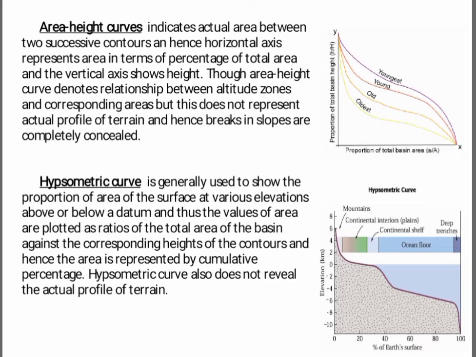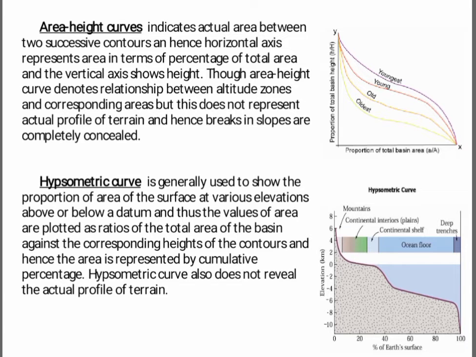The area height curves indicate actual area between two successive contours, and hence the horizontal axis represents area in terms of percentage of total area and the vertical axis shows heights. Though area height curves denote the relationship between altitude zones and corresponding areas, this does not represent the actual profile of terrain and hence breaks in slope are completely concealed.